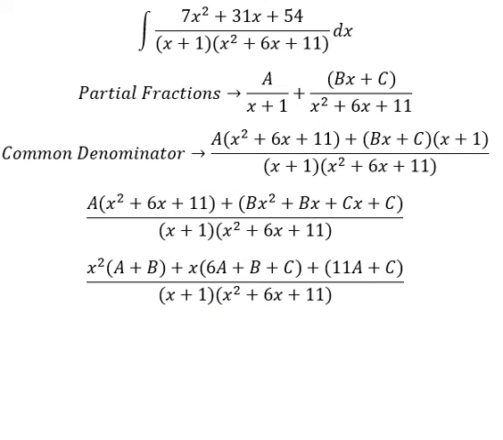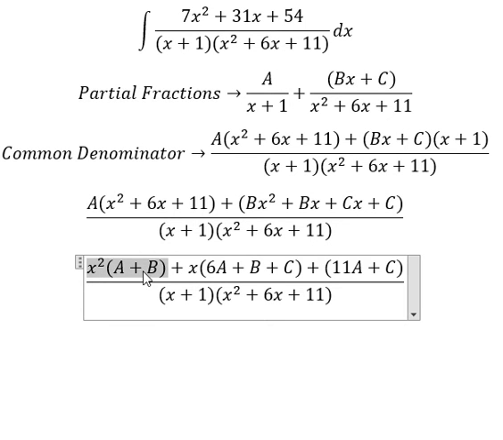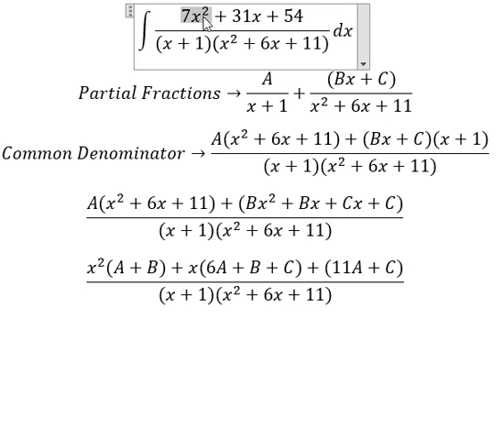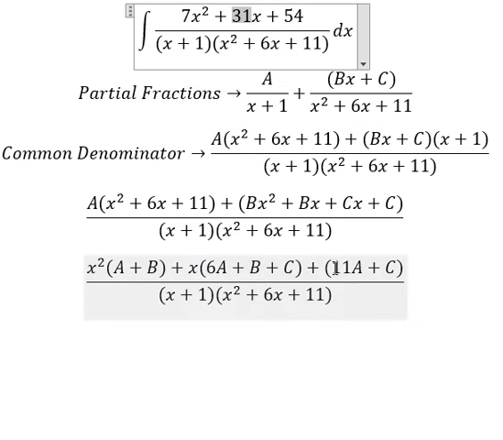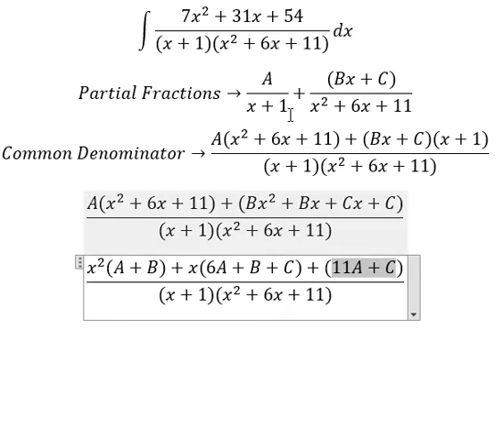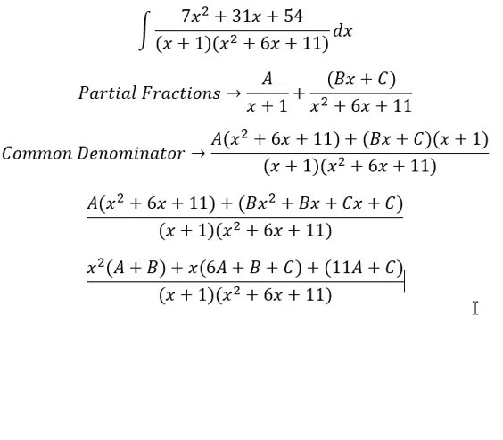Now, we need to compare coefficients. For s squared we have A plus B. In here we have 7s squared. So A plus B equals 7. This one equals 31. And this one equals 54. And now we create the system of equations.